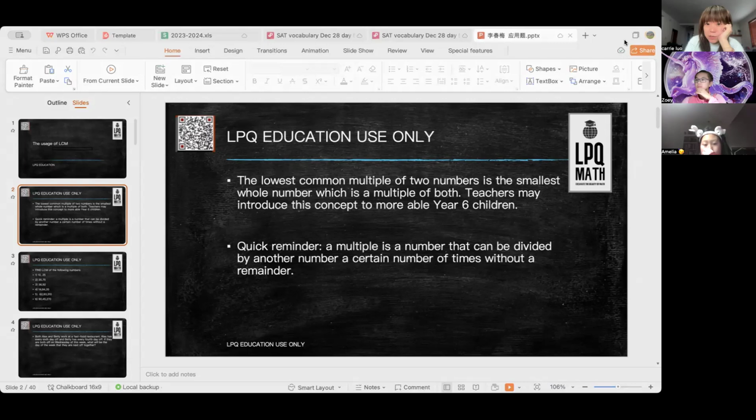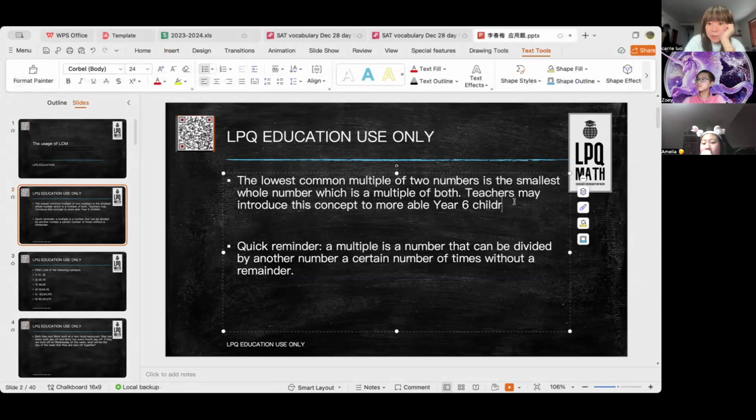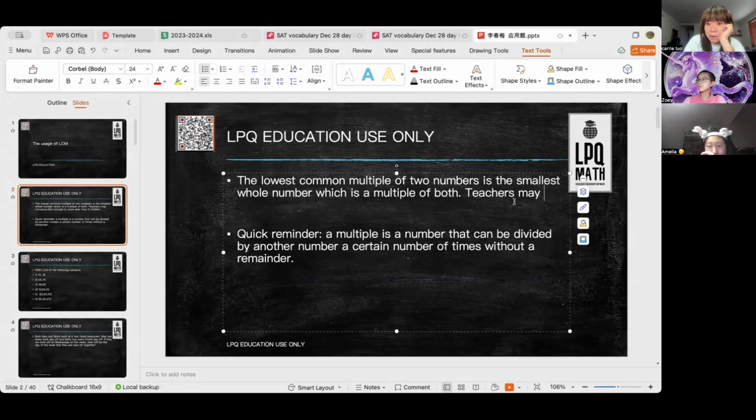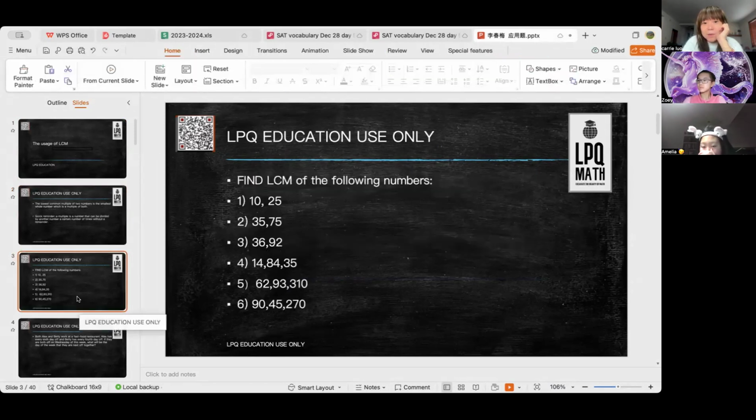Teachers may introduce this concept more in year 6. Quick reminder, a multiple is a number that can be divided by another number a certain number of times without a remainder. So now let's find out these ones. There are 6 sets of numbers. I want you to find the lowest common multiple for the following numbers. Could you please do that?